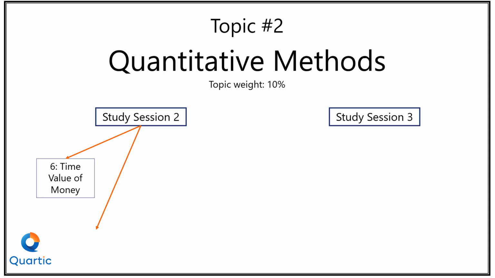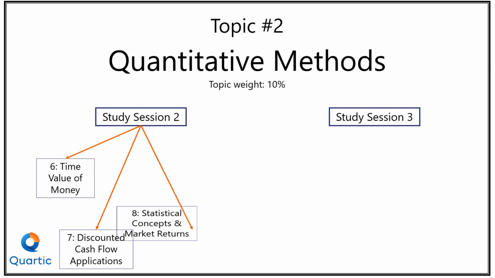The next reading under Study Session 2 is reading 7, Discounted Cash Flow Applications. Again, make sure that you learn the content inside out. NPV, IRR, holding period return, money and time-weighted return, as well as money market yields are all covered. Know everything, as these are all fundamental to investment analysis.